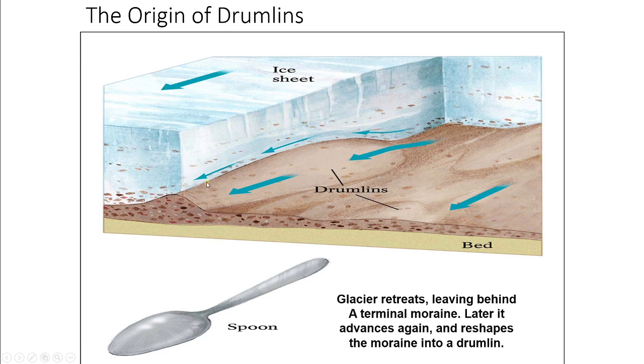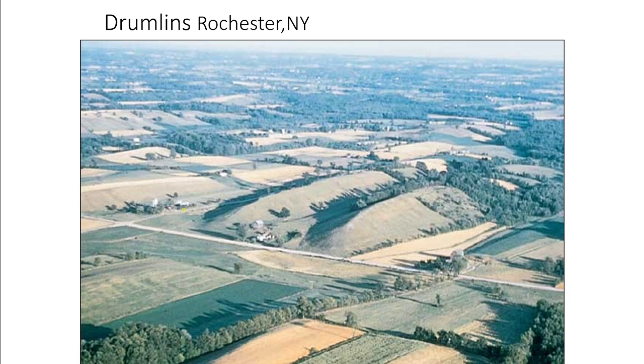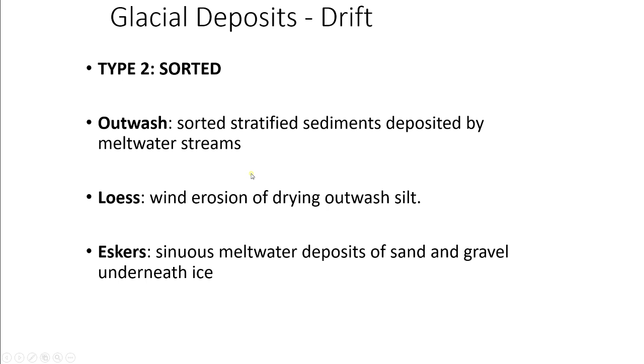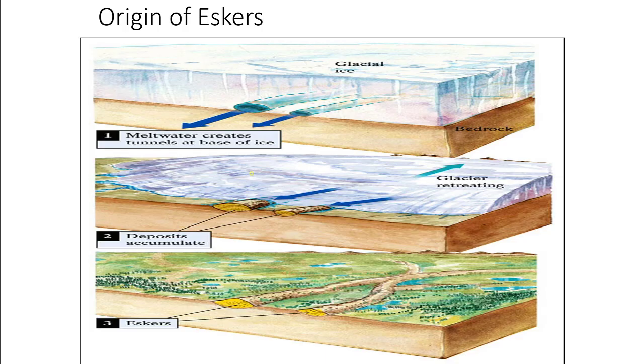As an ice sheet comes over and shapes these little piles of till, we call them drumlins. These are all over the Midwestern U.S. Here in New York, a whole bunch of drumlins. So that we can have sorted material in what we call outwash, which is the material that's carried by water from the glacier. Loess, which is wind eroded. They say that the loess is what makes the Yellow River and the Yangtze in China yellow. And eskers, which are sinuous meltwater deposits of sand and gravel underneath the ice.